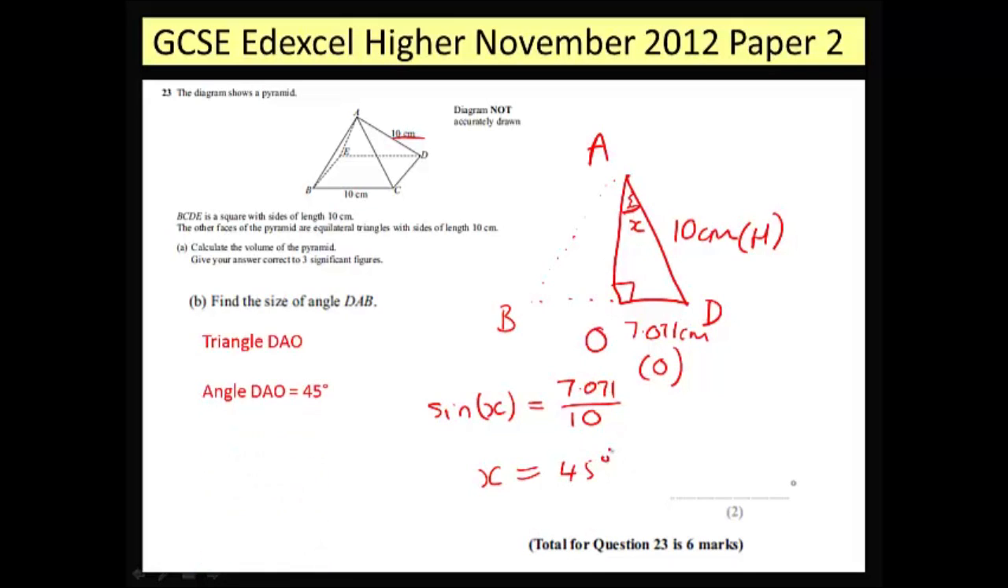Now once I know that that angle is 45 degrees, as I stated earlier, all I'm going to do is double it to get the angle DAB. So in this case my final answer here is 90 degrees.